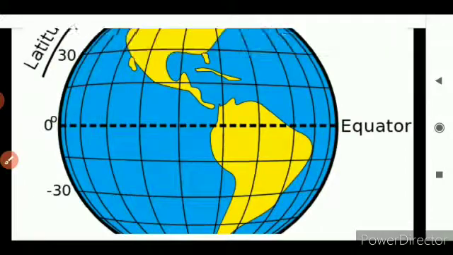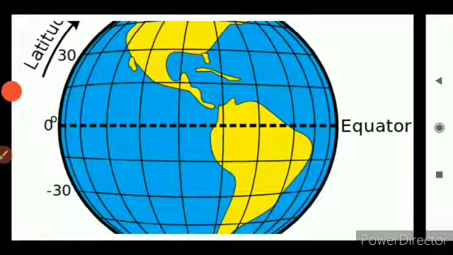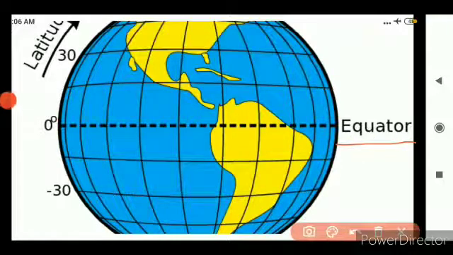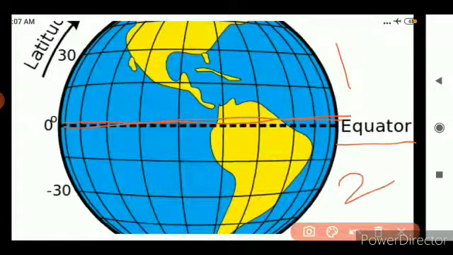Yes. What is this, children? What can you see in this image? What is the importance of this image? Yes, equator. What is the importance of the equator, children? The equator is the largest horizontal line on the globe which divides the globe into two equal parts. Yes or no, children? Two equal parts.